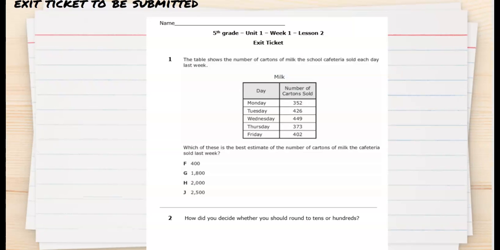Okay, last but not least, for your exit ticket today, I want you to solve this star formatted word problem and answer the question, how did you decide whether you should round to tens or hundreds? You can find that and turn that into your Google Classroom.